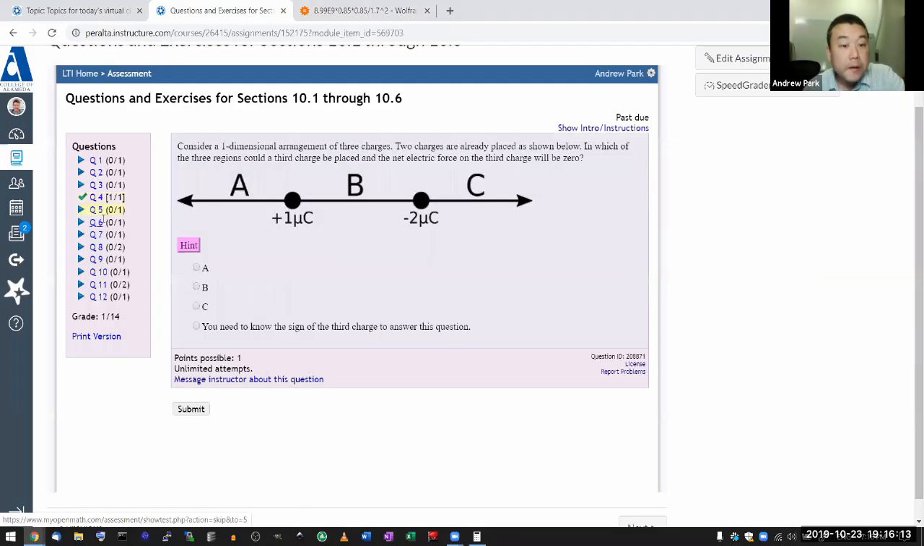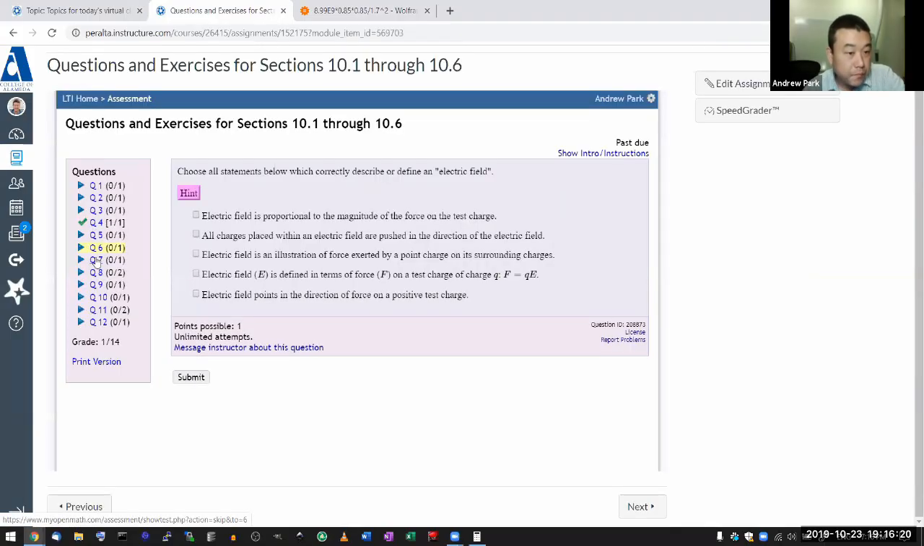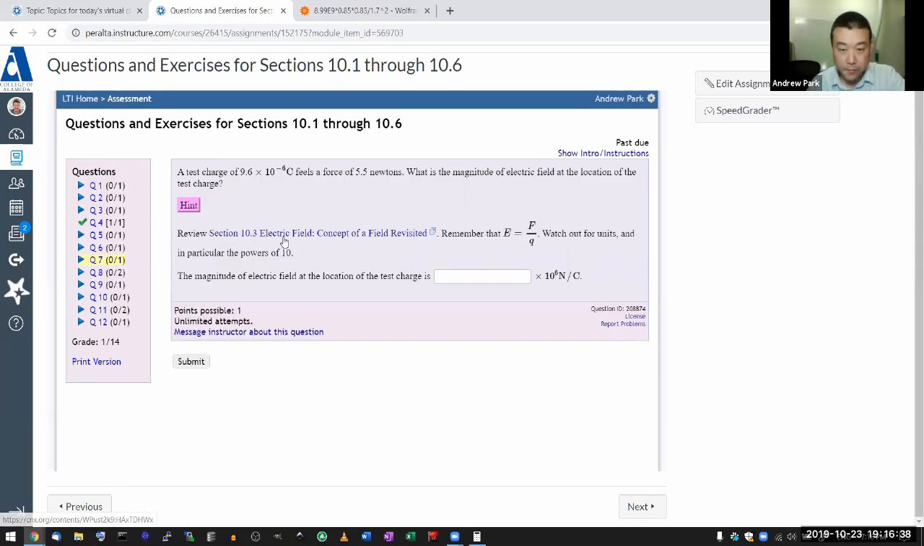Let's see. Next one, well, it's a conceptual question, so I'll have you work it out. Let's see. Okay, this is another numerical question. It says a test charge of something feels a force of some newtons. What is the magnitude of the electric field? So hopefully you've read the chapter, you've read it through section 10.3. Oh, I guess I'm giving you the equation here. It looks like it's actually telling me everything. So let me just write it out.